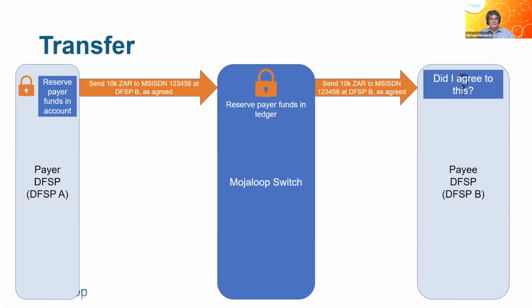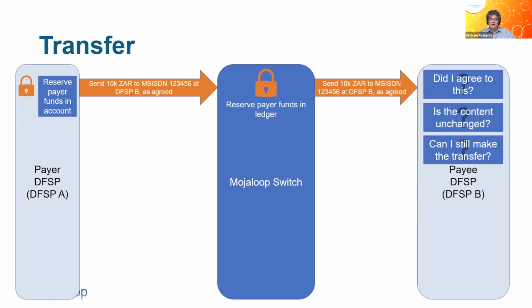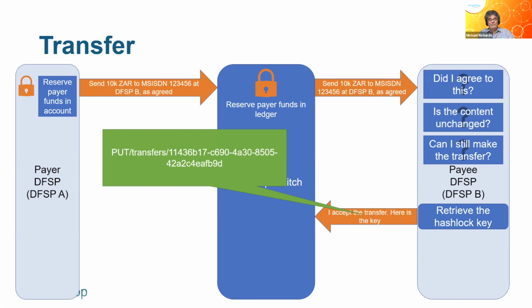And the payee, first of all, says, did I agree to this? Is the proposal the same as the one I agreed to with that condition? Is the content unchanged? Can I still make the transfer? Is it still possible to make that transfer to the customer's account? If it is, I retrieve the key and I send it back and say, well, I can do that transfer. I've accepted it and I've cleared the funds to my customer.